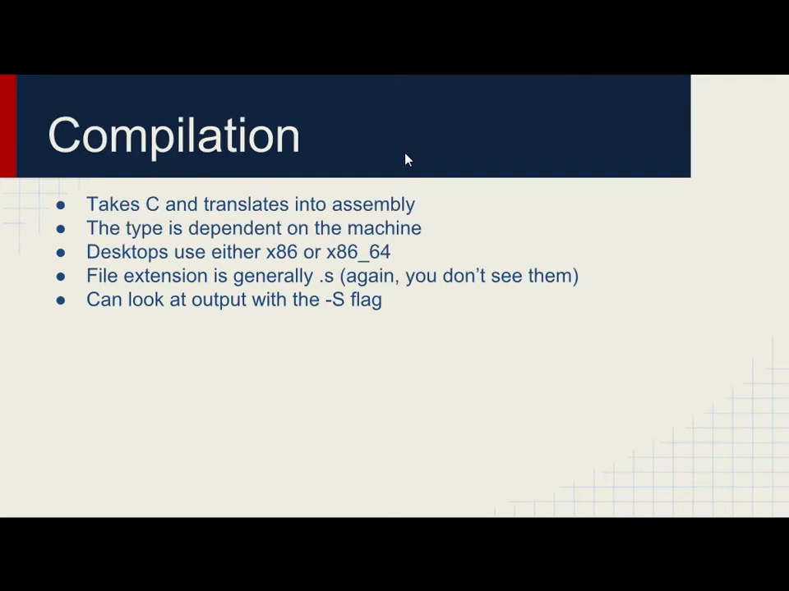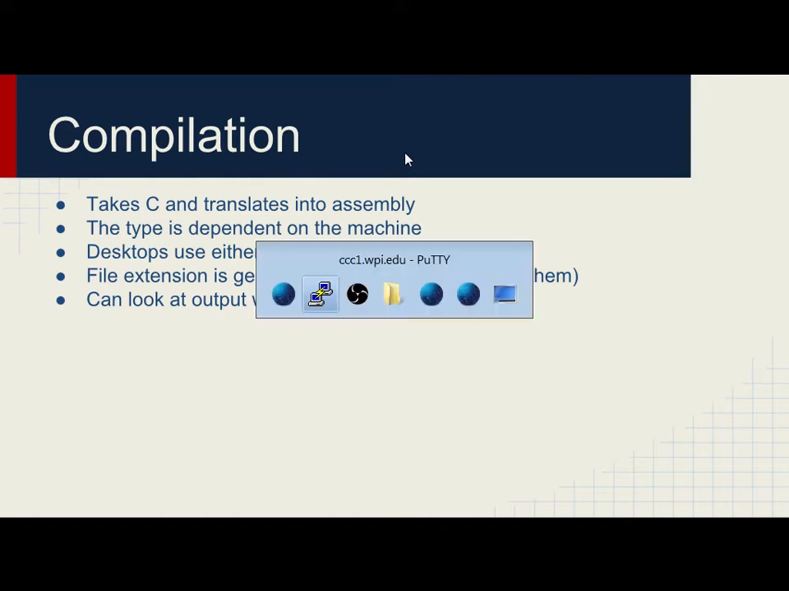Next is compilation. This takes that file that we just looked at and translates it into assembly language, into literal assembly code. And the type of assembly code is dependent on the machine that you're using. So any of your modern desktop computers today will be using x86 or x86_64, generally referred to as either 32 or 64-bit. The file extension is generally .s, and then we can look at this with the output with the .s flag.